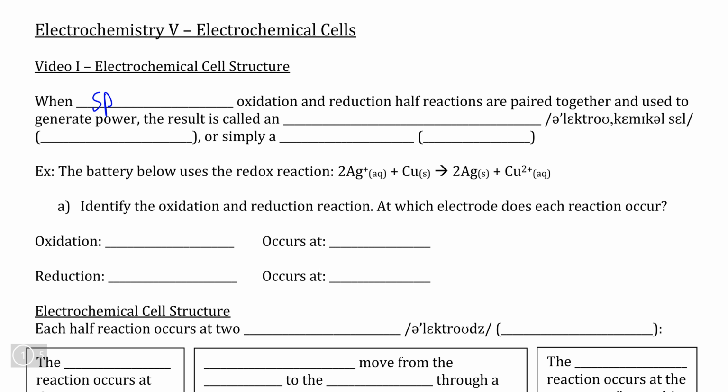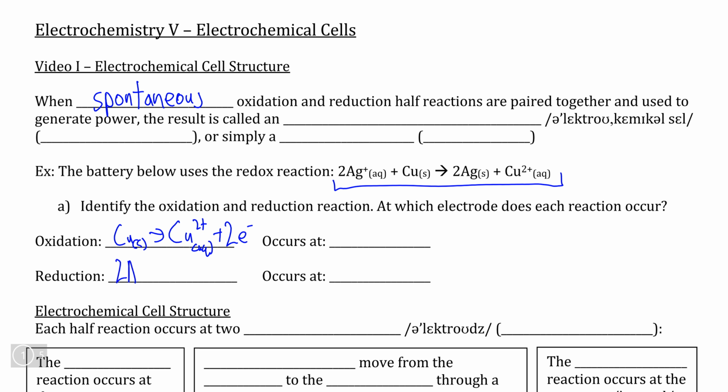In this video, we're going to learn how spontaneous oxidation and reduction reactions can be used to generate electricity. In this overall redox reaction here, we can see that it's the copper metal that is undergoing an oxidation reaction as copper metal reacts to form the Cu2+ ion and therefore loses 2 electrons. Those 2 electrons are then picked up by 2 silver ions, which gain those 2 electrons in order to form silver metal, thus constituting the reduction half reaction.